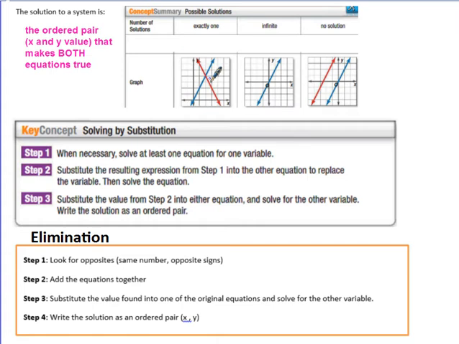So we solve by graphing, we're looking for where they cross. If it's infinite solutions, there'd be the same line. No solution would be parallel lines. Solving by substitution, solving by elimination. So you have the steps there for you to copy down in your notes if you've forgotten.